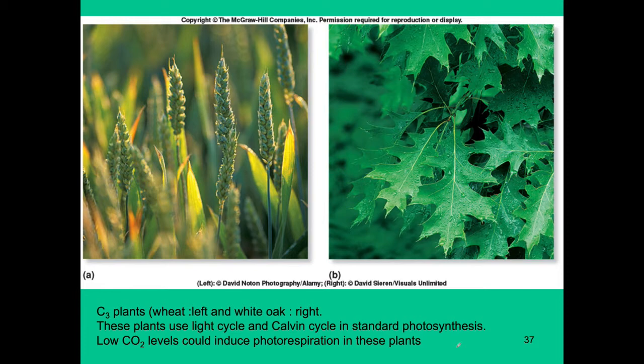So C3 plants like leaf and white oak, that's what are pictured here, use the light cycle and Calvin-Benson cycle in what we consider just your pretty regular, average, every day of the world type of photosynthesis, the kind that we just studied and looked at in this lecture and the last one. But when low CO2 levels start to occur, it causes this photorespiration in plants. And if left in a photorespiration state long enough, the plant will eventually die.